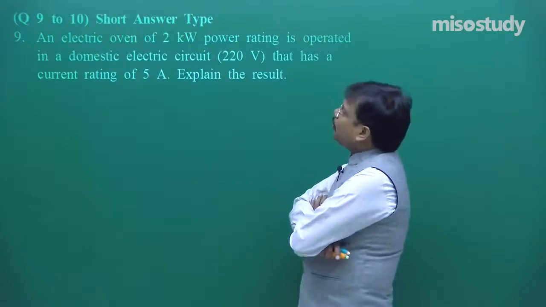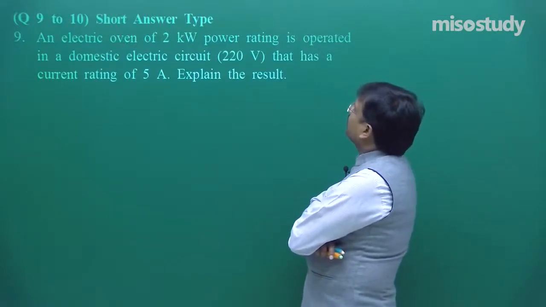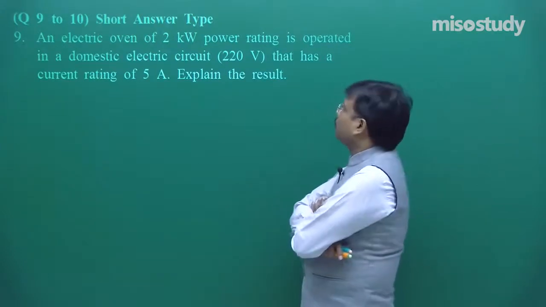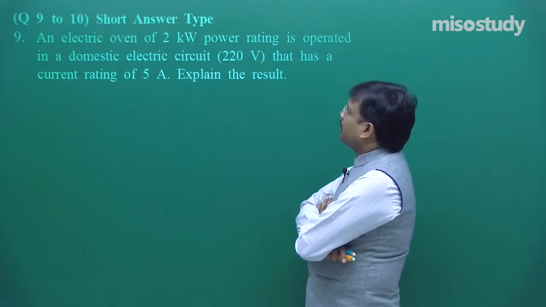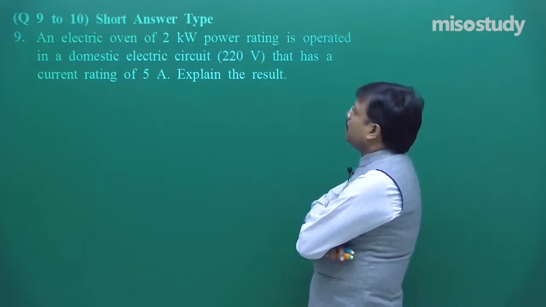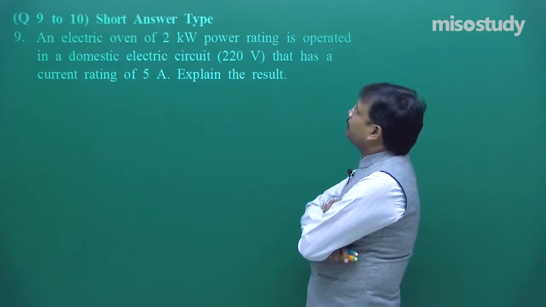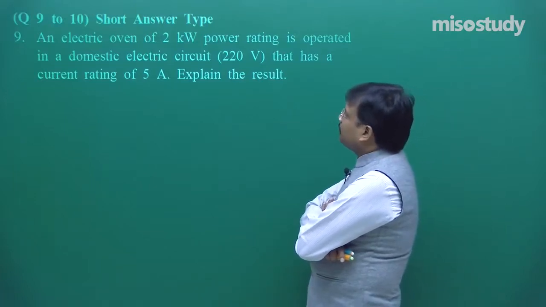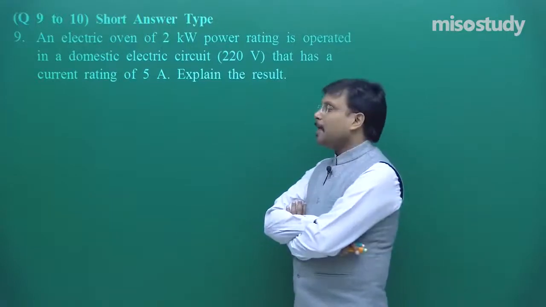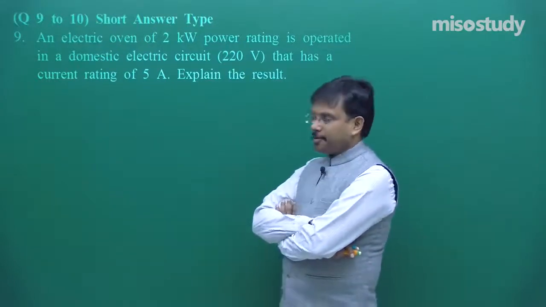An electric oven of 2 kilowatt power rating is operated in a domestic electric circuit, 220 volt, that has a current rating of 5 ampere. Explain the result. Fine. Now, what type of result? Basically, this is associated with resistance mainly. Fine. Now, let us try to visualize this problem.